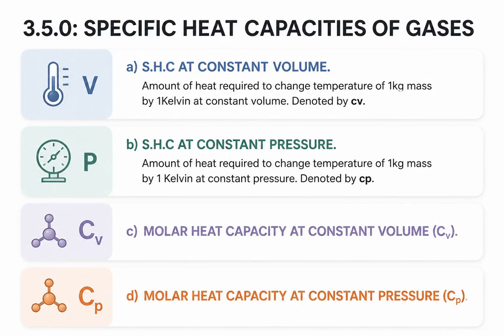Unlike solids and liquids, gases have two distinct specific heat capacities depending on the conditions. We have specific heat capacity at constant volume, denoted by a lowercase cv, and at constant pressure, denoted by a lowercase cp. We also define molar heat capacities, denoted by capital CV and Cp, which measure the heat required per mole instead of per kilogram.